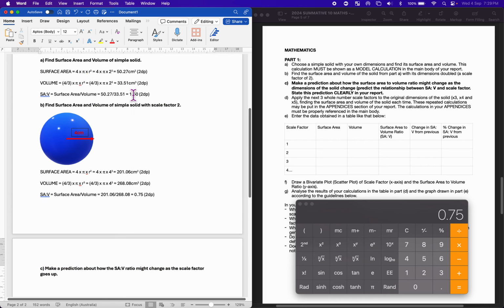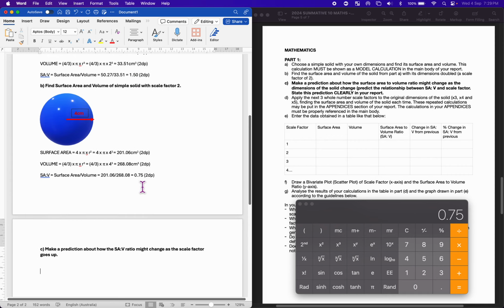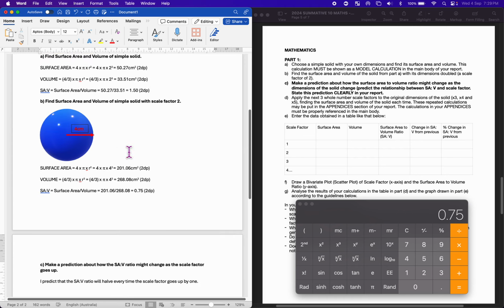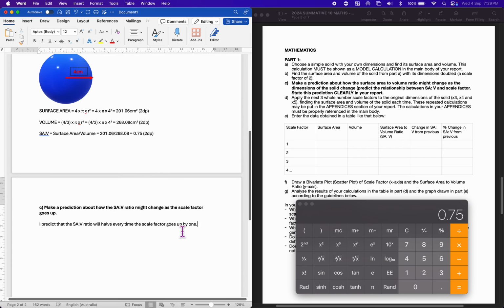So, because this halved, it went from 1.5 to 0.75, my prediction might be that the SA to V ratio will halve every time the scale factor goes up by 1. Because when it started at the OG and the scale factor went up by 1 to scale factor 2, it halved. So I'm predicting that at scale factor 3, it'll halve again. I don't know if I'm right. I'm going to see by doing the maths.